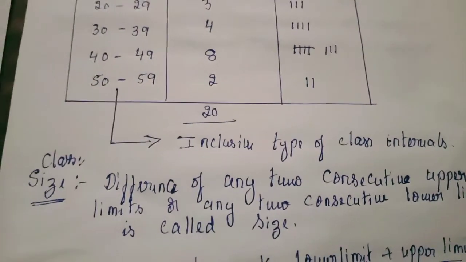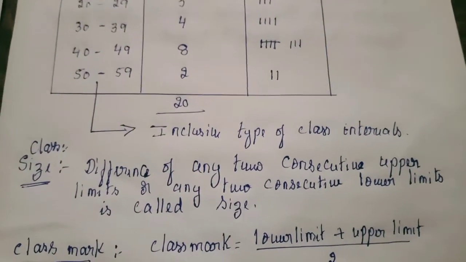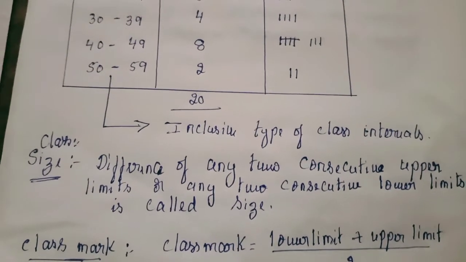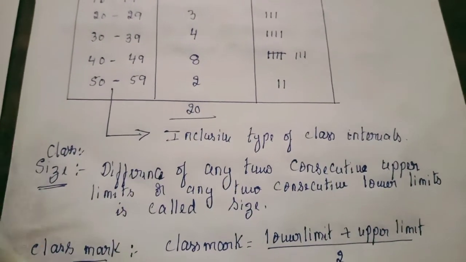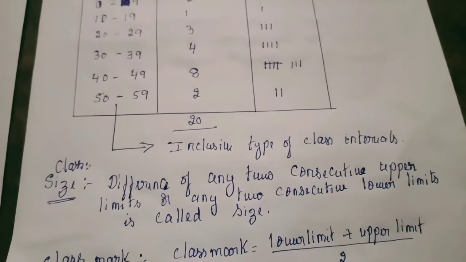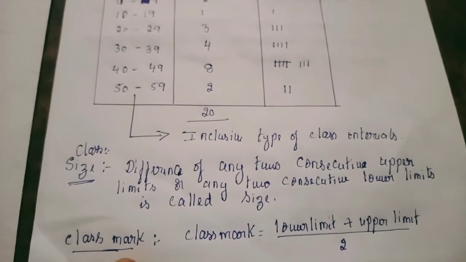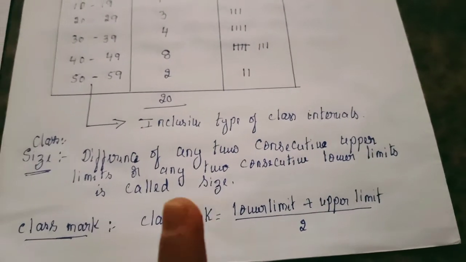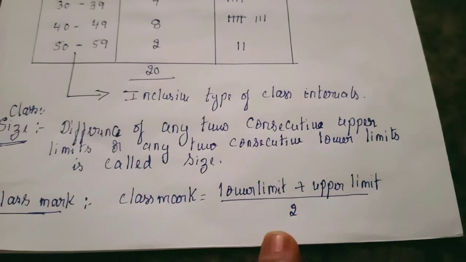So till now we learned how to convert an ungrouped frequency distribution table to grouped. There are two grouped frequency distribution tables, where in one case you observed exclusive type of class intervals and in the other case inclusive type. Now one more new term we learn here is class mark. What is class mark? Class mark is nothing but the average of lower and upper limit, that is, lower limit plus upper limit divided by 2.